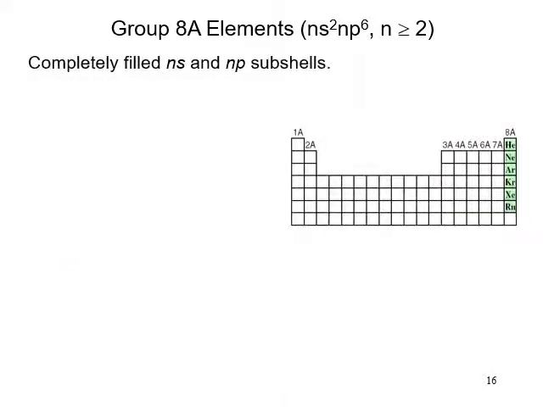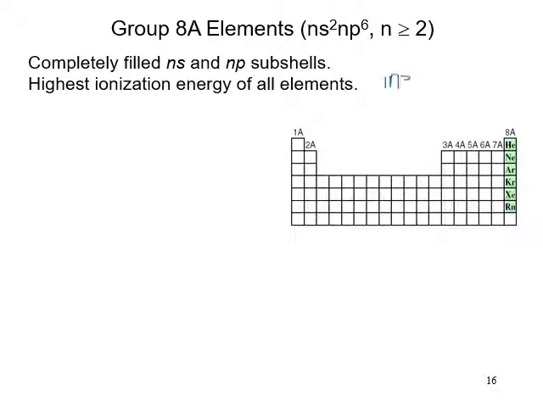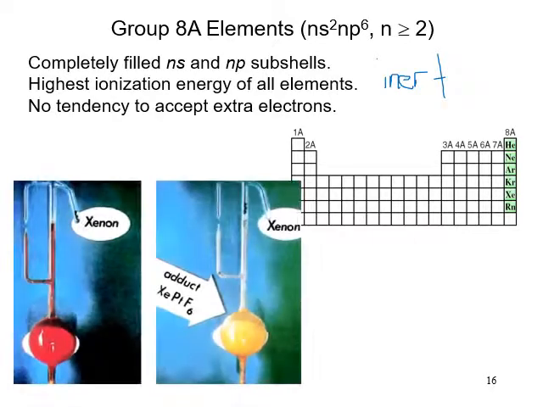Finally, group 8, noble gases, completely filled shells, pretty unreactive. They're called the inert gases, and they have the highest ionization energy of all the elements. Now, they don't really form too many compounds, but it was found that xenon would form some compounds. And xenon, you see, is very big.